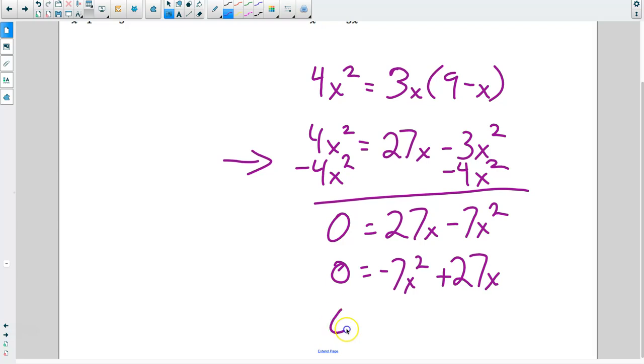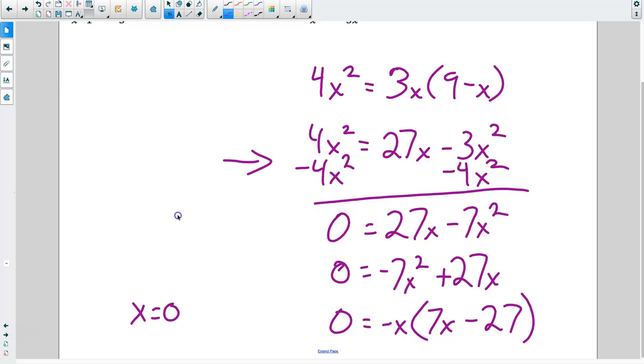When I factor this, what can I take from both of them? An x, right? But this is a trick. If I have a negative x squared, I don't want a negative x squared. I'm going to factor out a negative x. So now I'm looking at 7x minus 27. The negative x gives you a solution of 0. Nothing changed there.